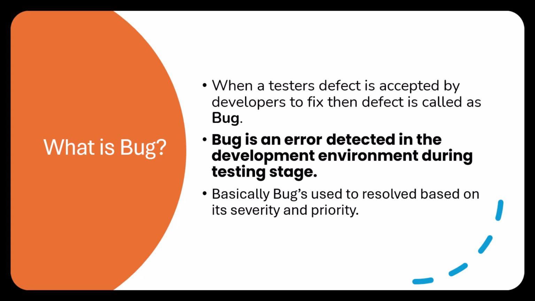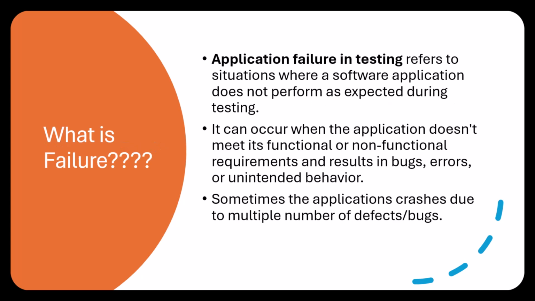So based on the severity and the priority of the bug, the development team fixes that particular defect and sends it again for testing to the testing team. The next topic we are going to discuss is failure. Basically, what is a failure?